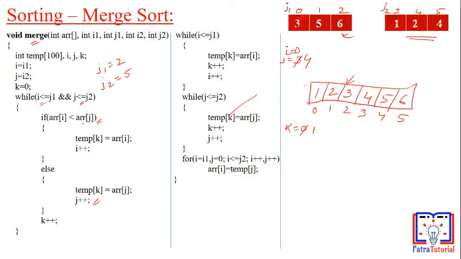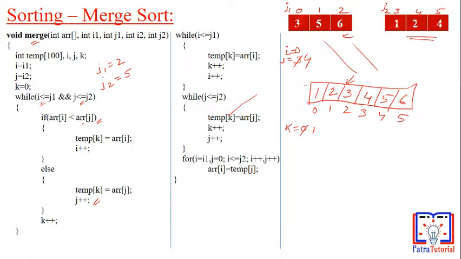because this is already sorted, right? Until one of these arrays' elements is finished, we will keep comparing one element from this array and one from this array. Once one of these arrays' elements are finished, we will just bring the remaining elements to the final array. Okay, so this is how we are merging, or this is how merge sort is working.